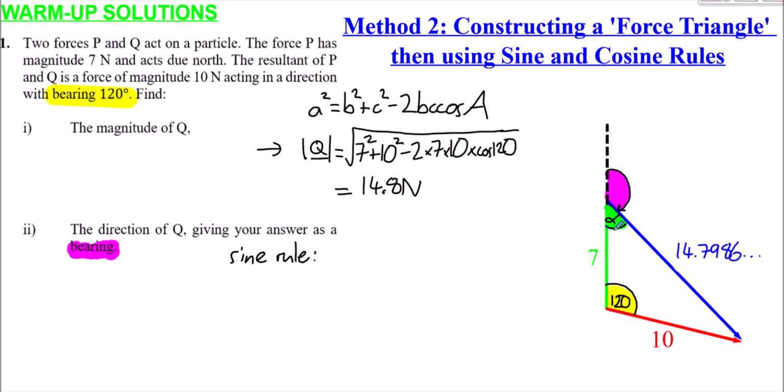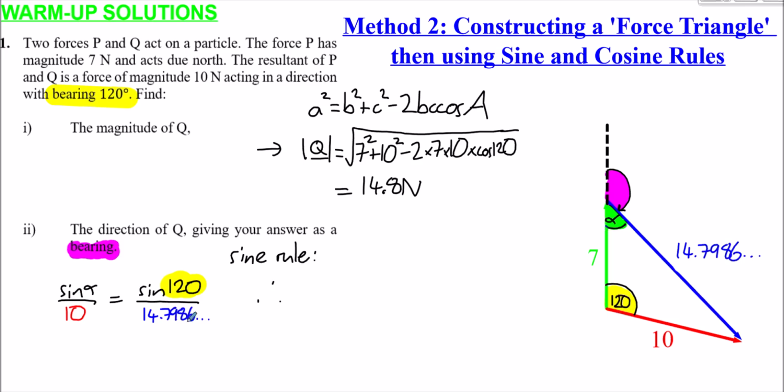And we know we can do that because we know the side opposite to the angle we want to find, and we also know an angle-side pair based on what we found out from part 1. So, sine alpha divided by the side opposite to it, which we know is 10, that'll equal sine of 120 divided by the size of the side opposite to it, which we worked out previously, magnitude Q, which was 14.8. Well, more accurately was 14.7986, and so on.